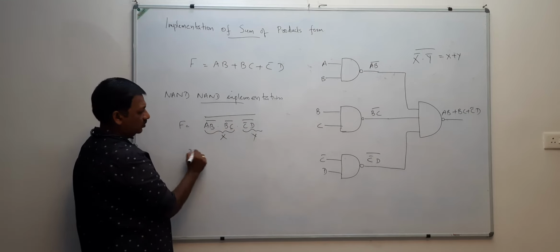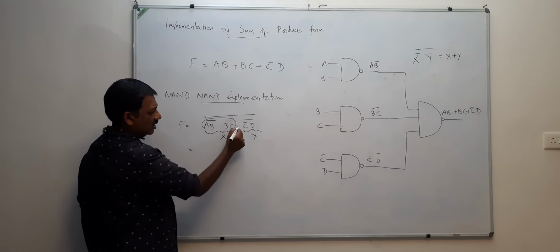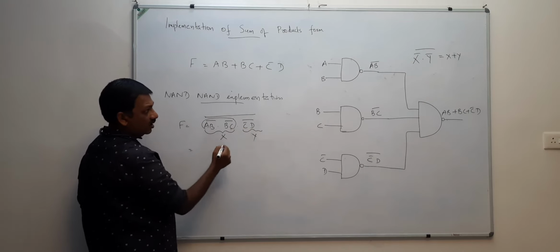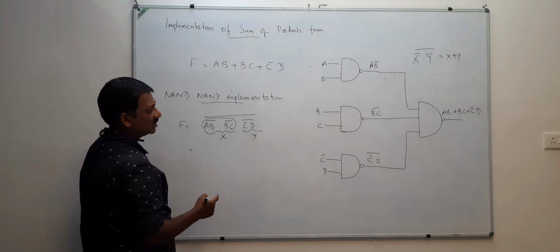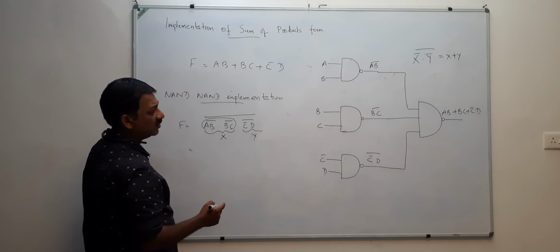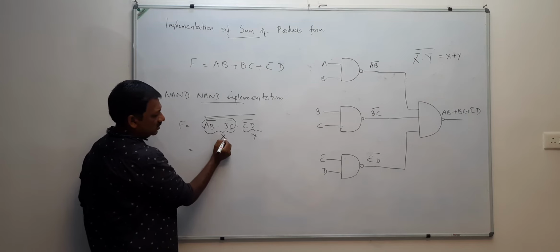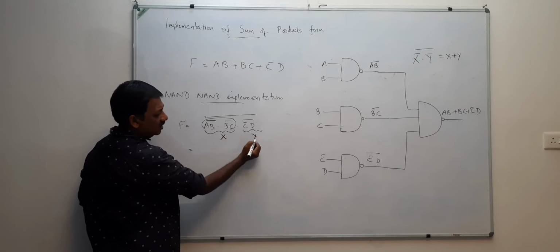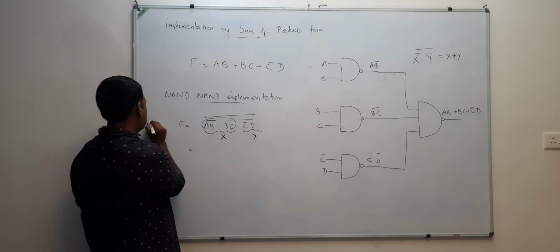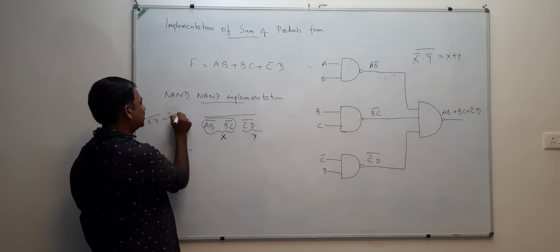bar is equal to, if you are taking this as X, this is X and this is Y. That is X bar plus Y bar the whole bar is equal to X plus Y. So you are taking this as X and this as Y. Here this is actually X dot Y the whole bar, which is X bar plus Y bar.